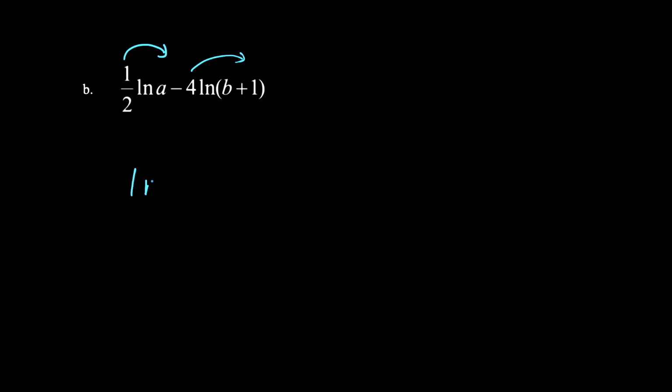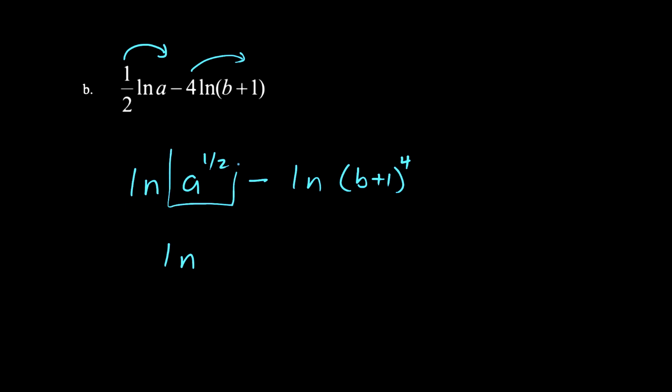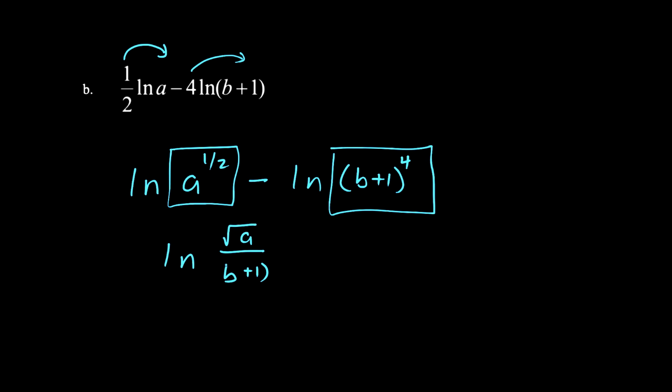So this is going to be ln of a to the 1/2, which as you recall can also be written as a square root, minus the ln of all of b plus 1, and that is going to be to the 4th power. And now that we have a subtraction of two logs, because it's the ln of something minus the ln of something else, we can say that's going to be a to the 1/2, which I'll write as square root of a, over whatever was here, which is b plus 1 to the 4th. And again, this can be written different ways. I think we're all right leaving it like that for now.